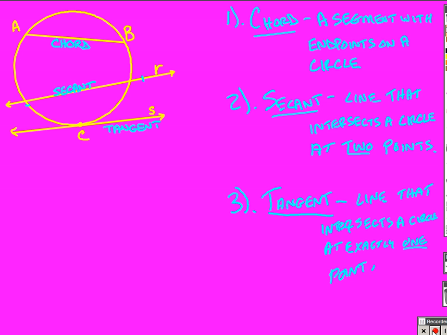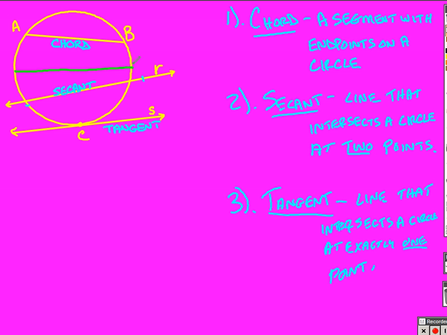Alright, talking some very basic circle properties and some definitions here. First, we want to talk about a chord. A chord is any segment who has endpoints on the circle. One special chord we talked about many times before is just the diameter. The diameter goes the whole way across and has both endpoints on a circle.